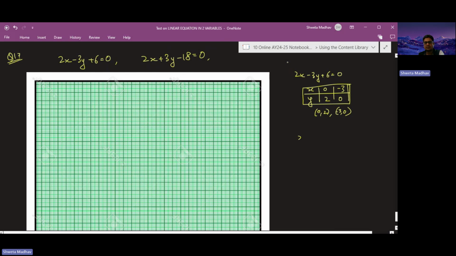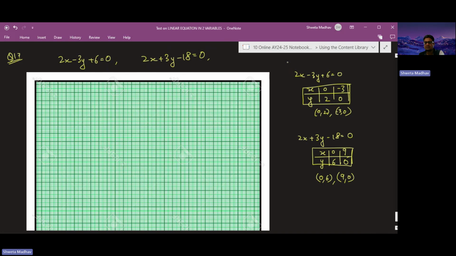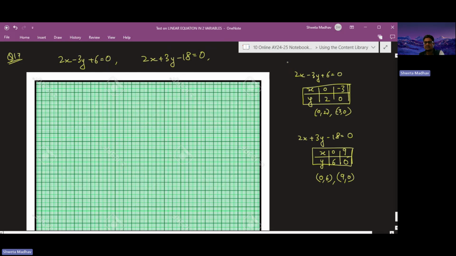Similarly, if we want to draw the straight line 2x plus 3y minus 18 equal to 0, then we need 2 points. If we put x equal to 0, then we get y equal to 6. And if we put y equal to 0, then we get x equal to 9. So here also we have 2 points: one is (0, 6) and one is (9, 0). These 2 points also we will plot, join and extend on both the sides. Then we will get the straight line.